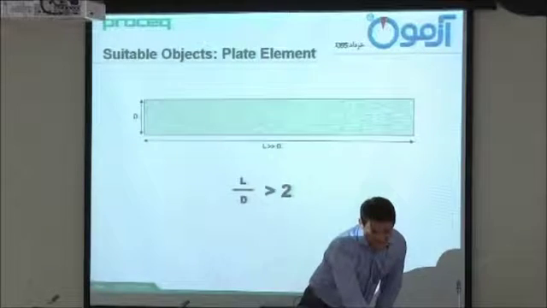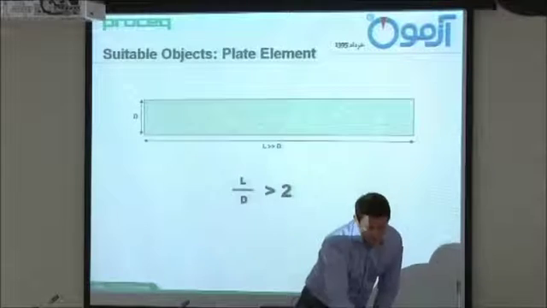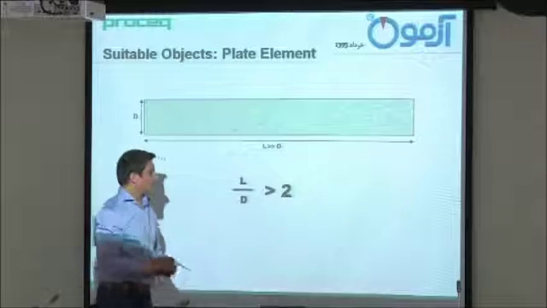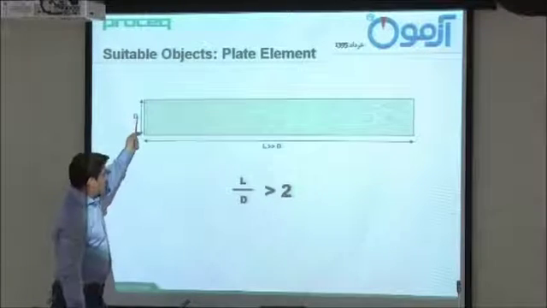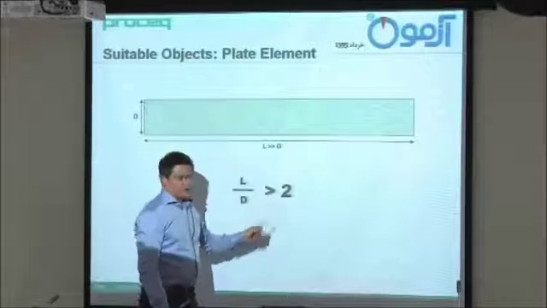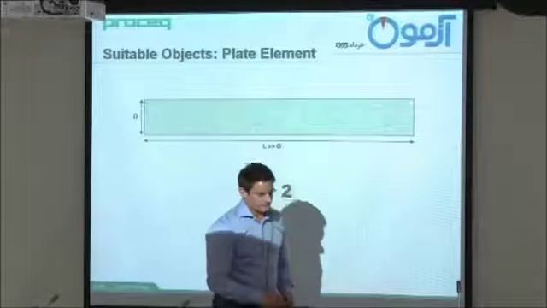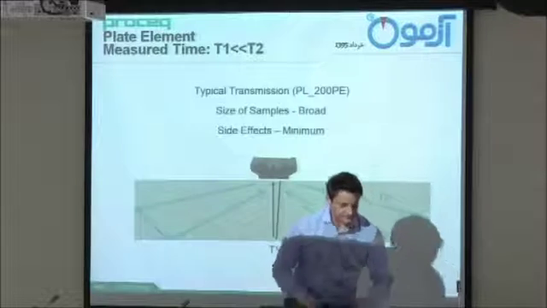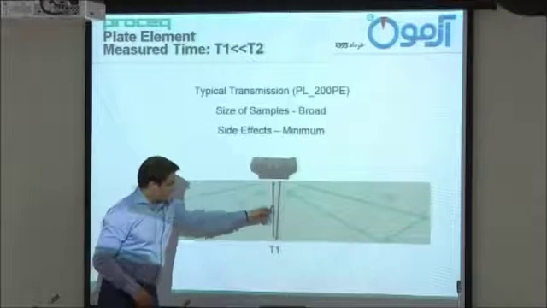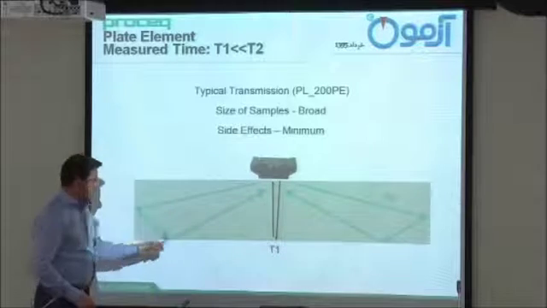This is what we have seen before with the transducers on the velocity. The L divided by D should be bigger than 2. Why? You will see it here, not here, with the next one. The time here should be shorter than this one.